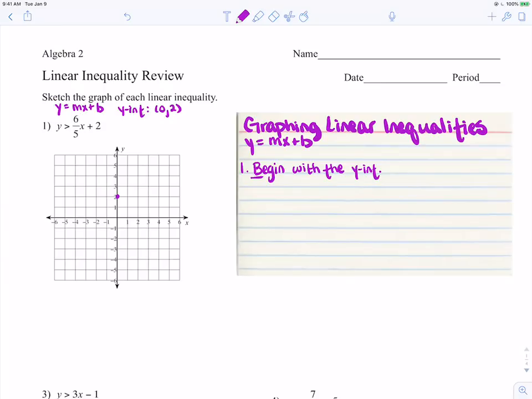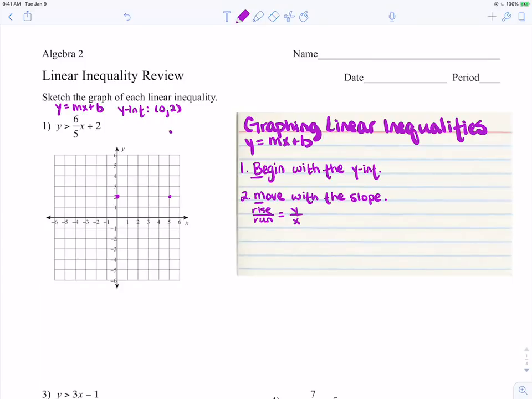Then I move with the slope. I see my slope is 6 over 5 and slope is rise over run. So this is the y direction over x direction. My coordinate plane from running 5 in the positive direction and rising 6 comes off of the coordinate plane.